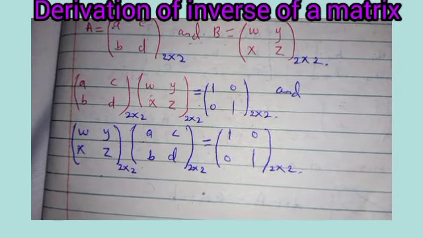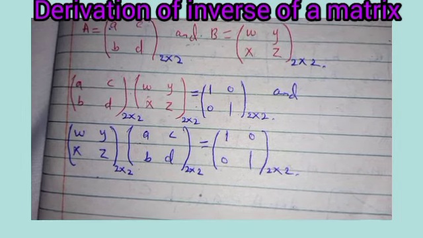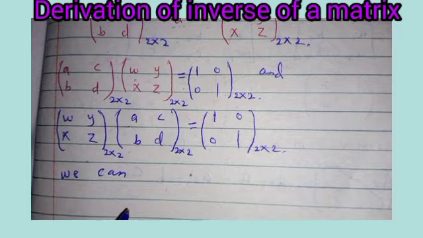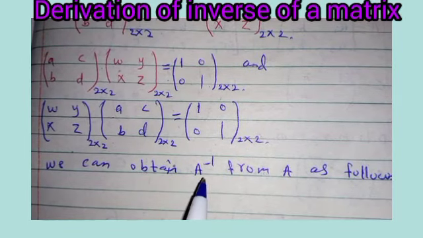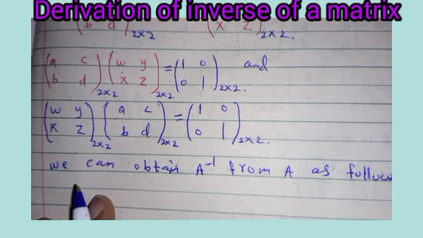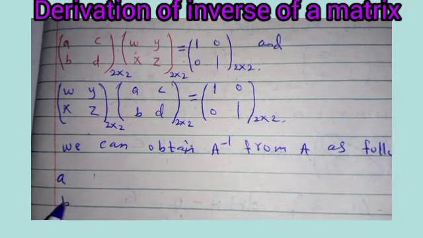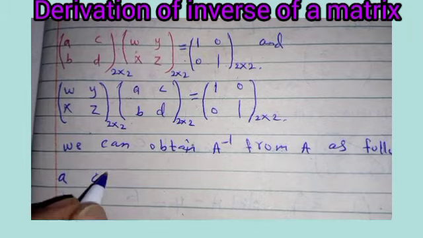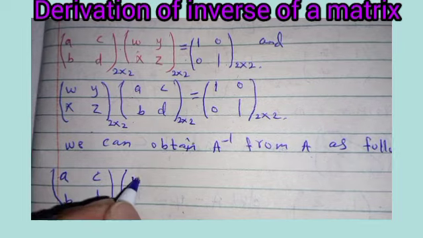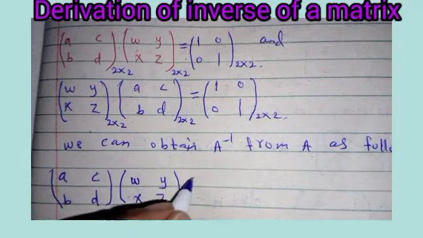So, we can obtain the inverse of A from A as follows. We have the matrix A, B, C, D multiplied by its inverse, which is W, Y, X, Z.